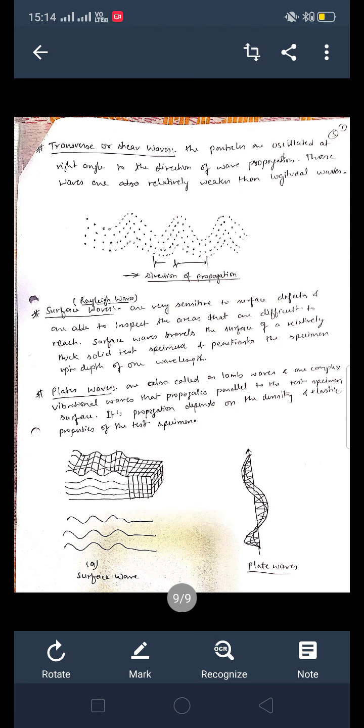Surface waves travel on the surface of a relatively thick solid specimen and penetrate the specimen up to a depth of one wavelength. Okay, and the last is the plate waves.